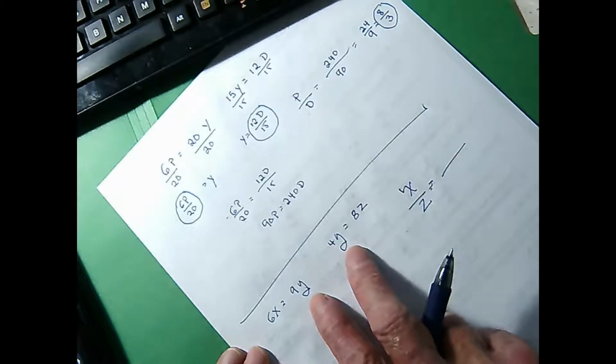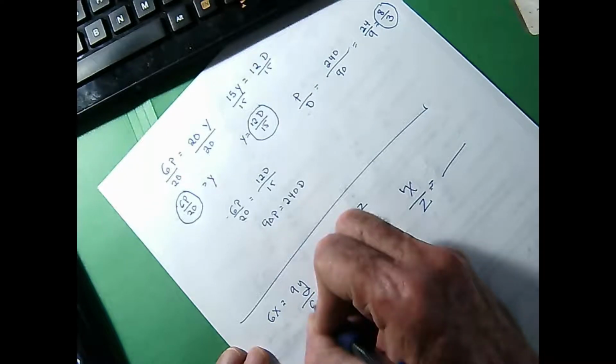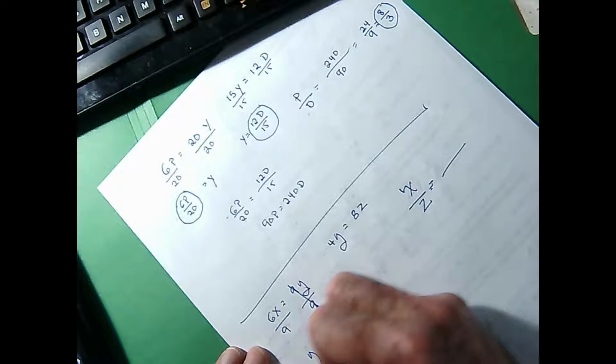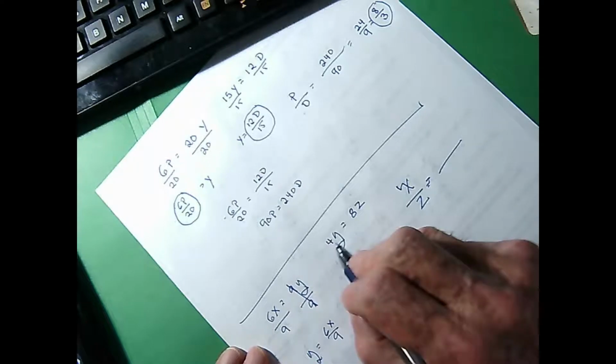So we've got to solve these equations for y. How am I going to solve that guy for y? Divide this side by 9 and divide that side by 9. Here the 9's cancel, and I think that y is equal to 6x over 9. Do the same thing here. I'm going to eliminate that y. Divide both sides by 4. Here the 4's cancel. I'm left with y is equal to 8z over 4.